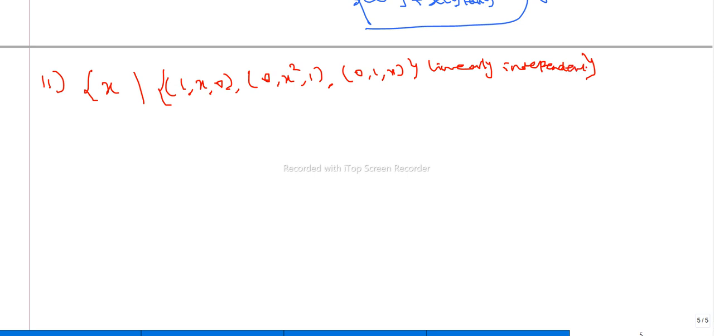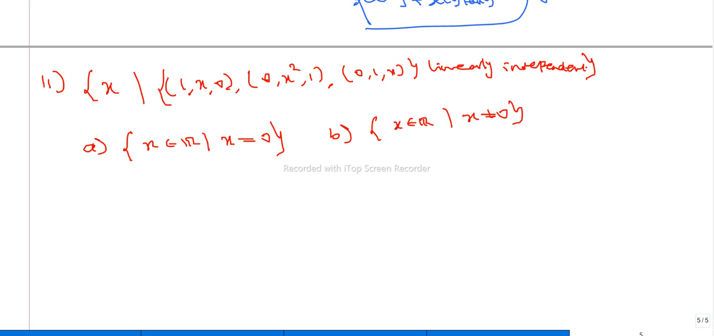So the first option, this collection is nothing but the collection of all x in R, x is 0. Only 0 satisfies this one. And the set of all x in R, x is non-zero. If you take any non-zero x, it is always satisfied. And then C, the set of all x in R, x should be not equal to 1. Other than 1, if you take x equal to anything, it is always linearly independent. And then the last one is x not equal to minus 1.